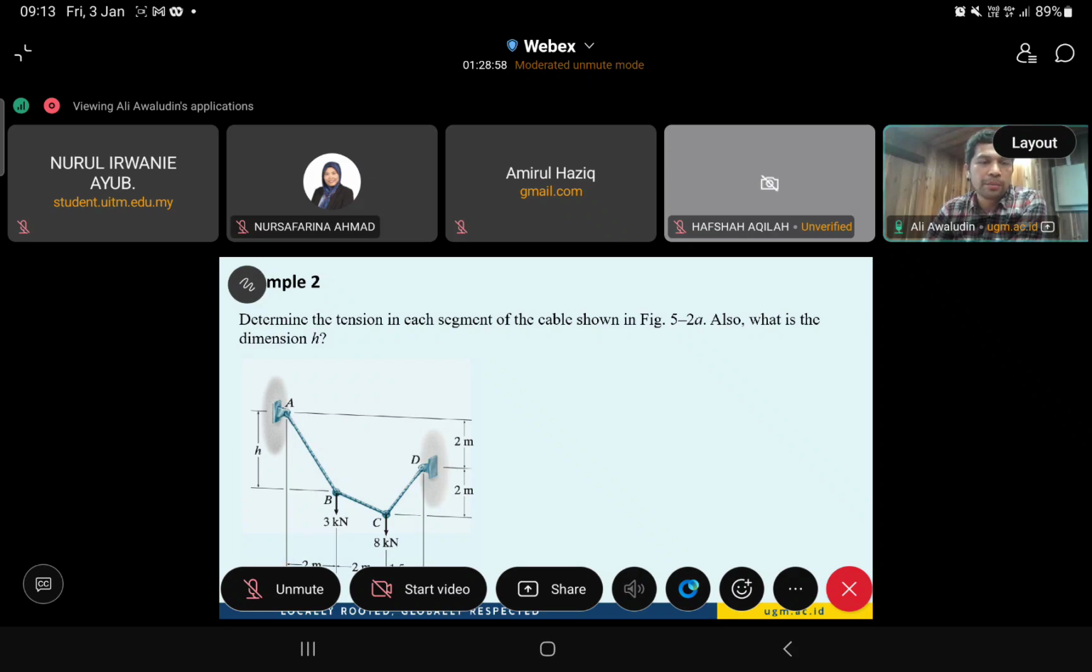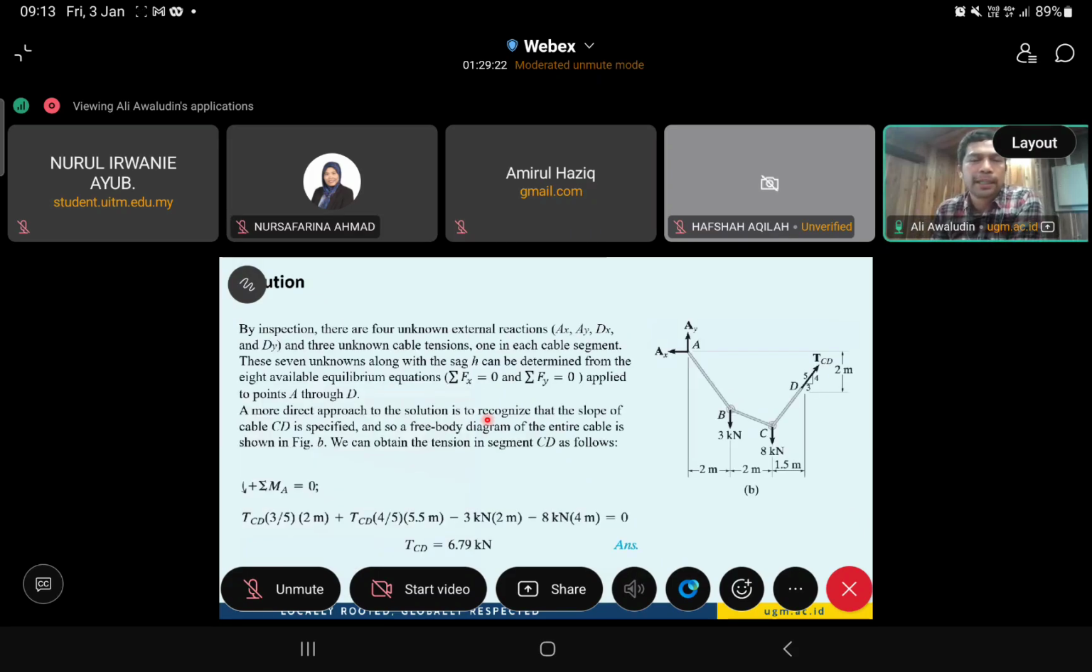Here the configuration is about 2 meters from A to B, B to C is about 2 meters, also C to D is 1.5 meters. So now the question is how we determine the tension of each cable segment, and also what is the dimension of H, which is the vertical elevation of the B point. So that is the question.